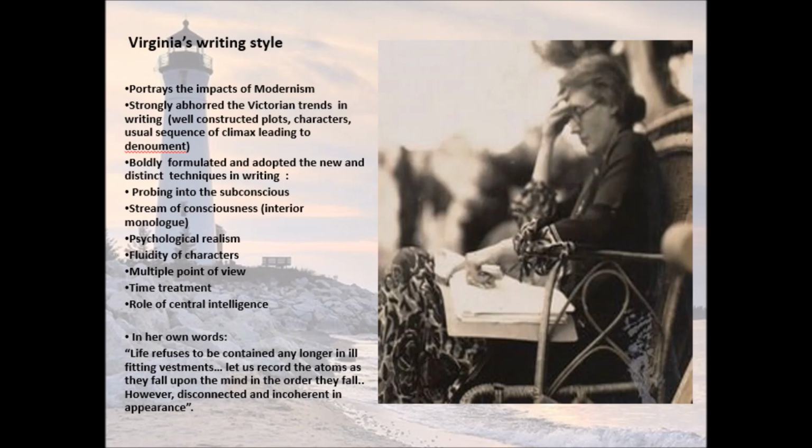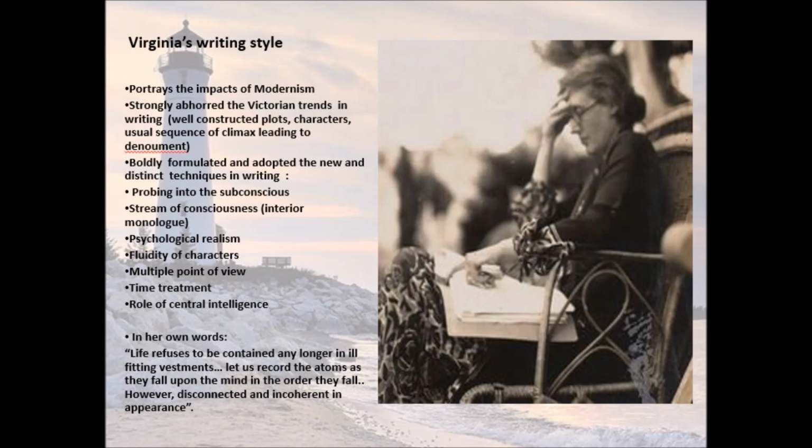movement. Virginia abhorred the Victorian trends in writing, that is, the 18th century conventions of well-constructed plots, well-marked characters, the usual sequence of events leading to a conventional climax and denouement. Rather, she had the courage to break free from the traditional patterns to give a new direction to the English novel and formulate her own techniques of writing, which include probing into the subconscious, stream of consciousness, also called interior monologue, psychological realism, fluidity of characters, multiple points of view, time treatment, and role of central intelligence.